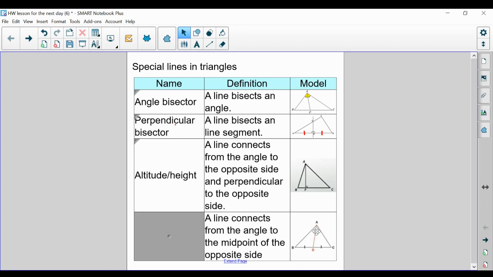Okay, the last one is a line connected from the angle to the midpoint of the other side. That is called the median. And we learned how to construct these line segments already in our unit 2.